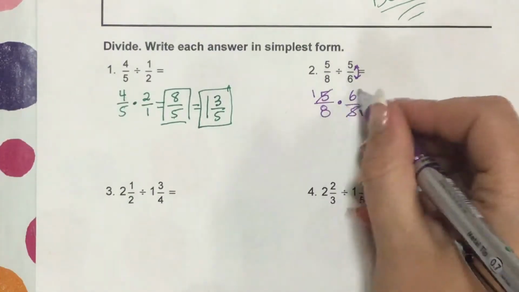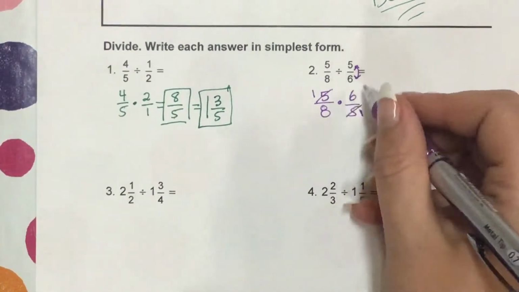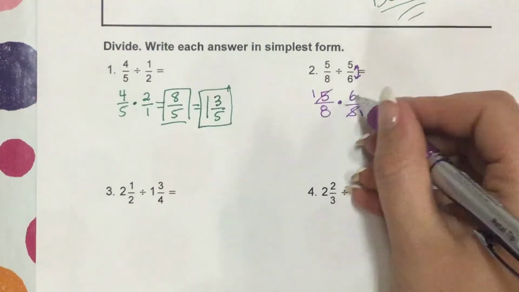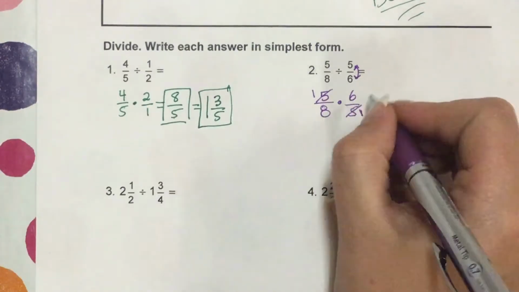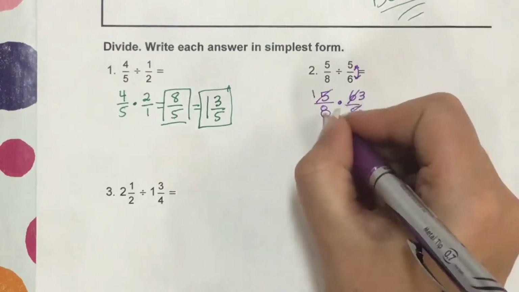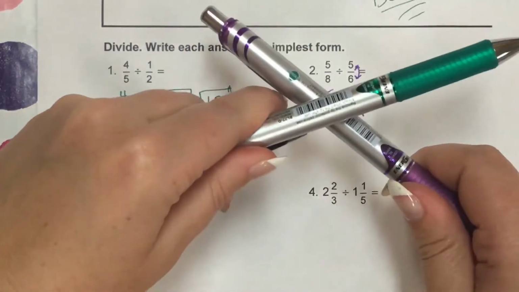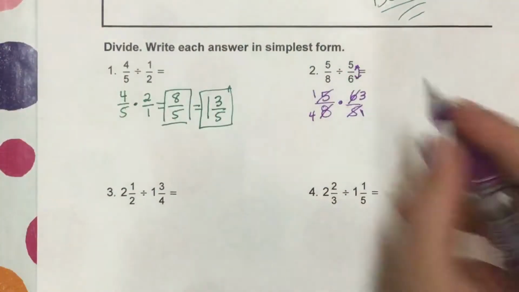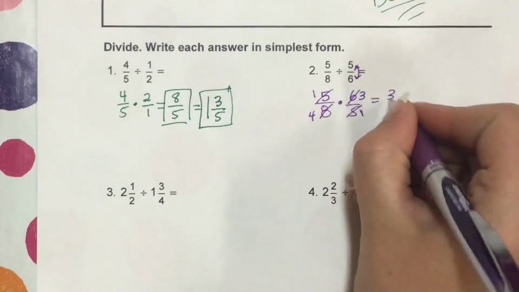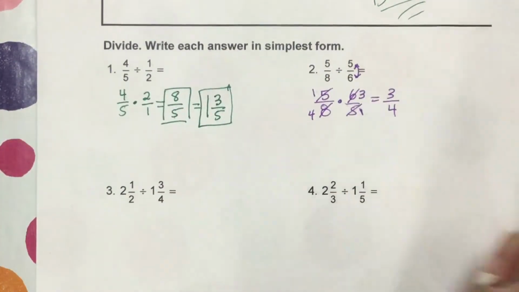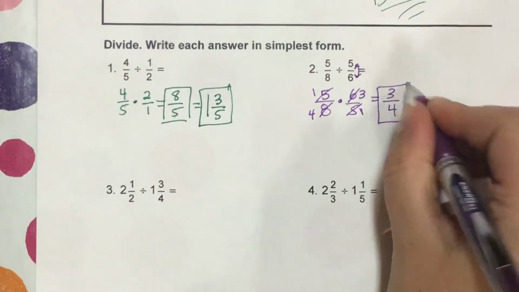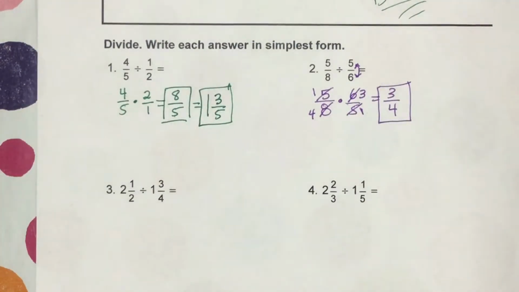Perfect. What about 6 and 8? Is there a common factor there? Well, they're both even, so that means that 2 goes into them. 2 goes into 6 3 times. 2 goes into 8 4 times. Now that we've cross-canceled, we need to multiply across. Here we go. 1 times 3 is 3. 4 times 1 is 4. And there you go. There's the answer, 3/4. And that's in simplest form.